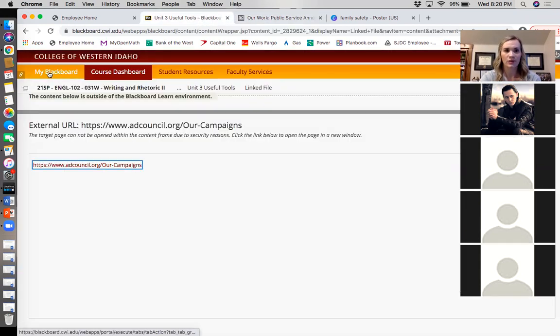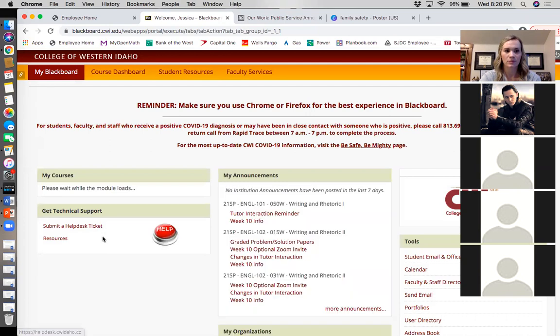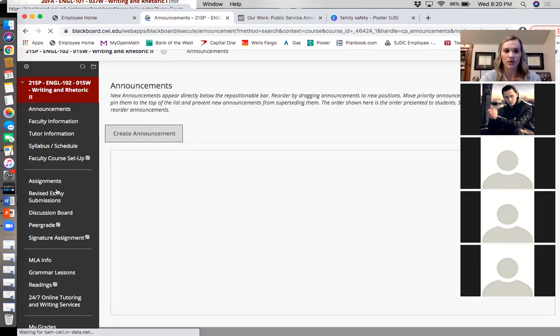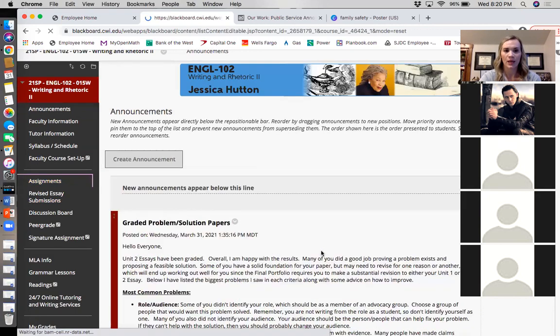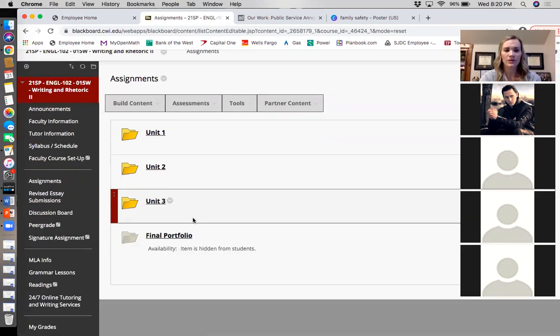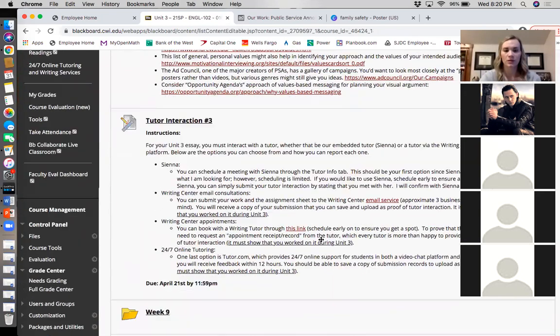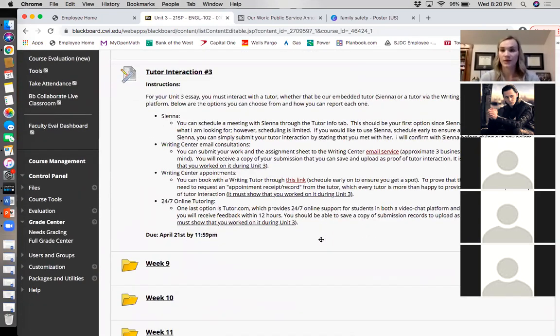Sounds like, or it looks like, everyone's good with this unit so far. I haven't gotten too many questions about this one either. I have also changed our tutor interaction, right? I sent out an email about that.